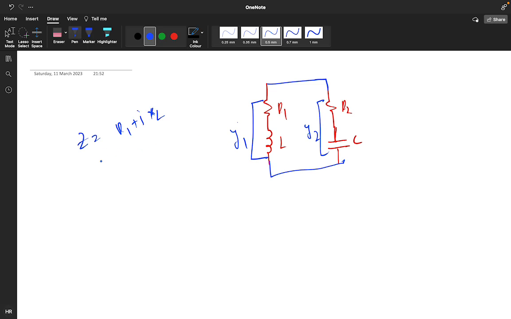And what about this Z1? And what about this Z2? For y2, I am considering R2. Z2 is R2 minus JXC. Right? If you solve this, you will get the same result only.